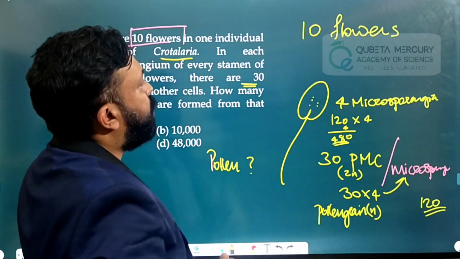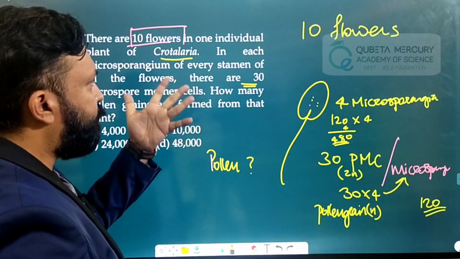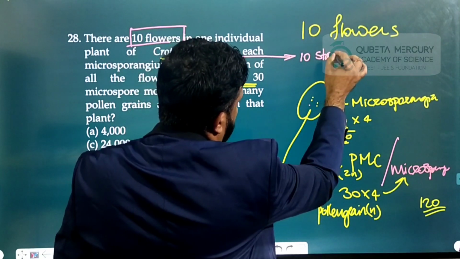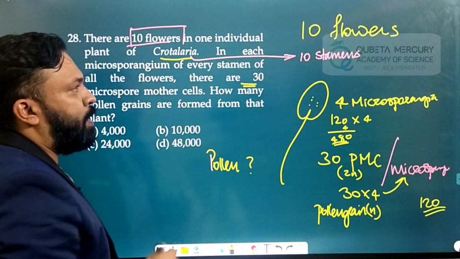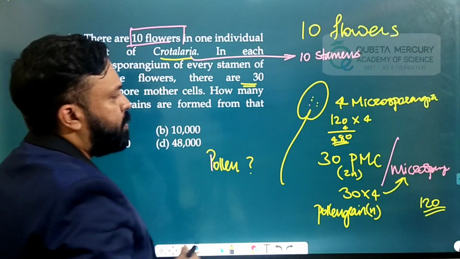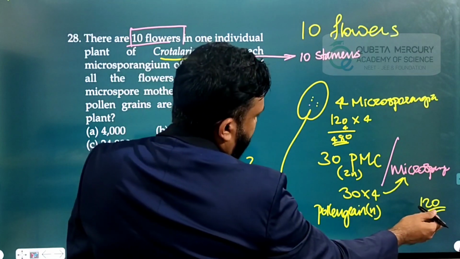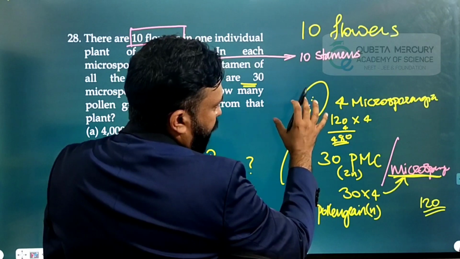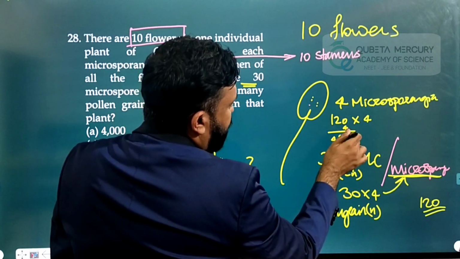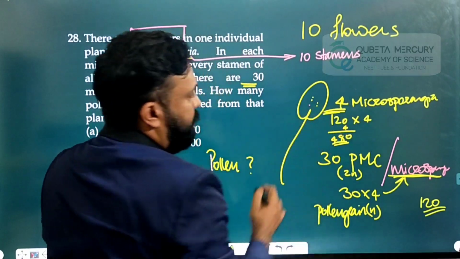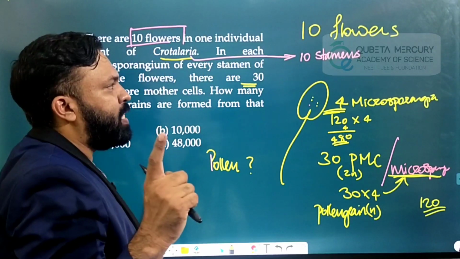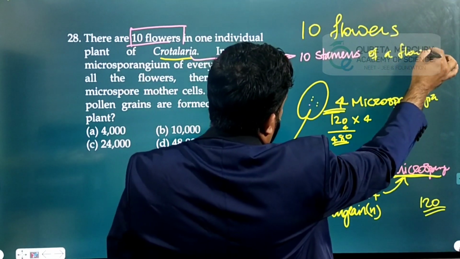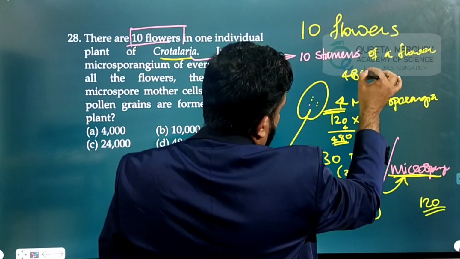Okay, and such 10 flowers will be there, right? And you know, in Crotalaria, each flower will hold 10 stamens too, which is coming close to the Fabaceae. So there will be 120 pollen grains in each microsporangium, and 4 microsporangia in an anther. So 120 into 4, 480 pollen grains will be there in an anther. Such 10 stamens, 10 anthers will be there in a flower. So 10 stamens of a flower will hold 480 into 10.